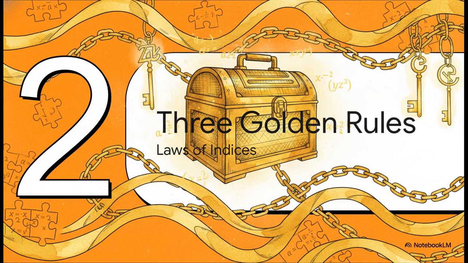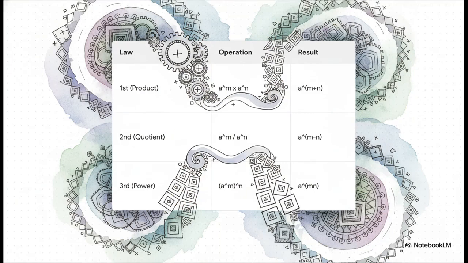Okay, moving right along to section 2, the 3 golden rules, or the laws of indices. If there's one thing you should know about math, it's that it absolutely loves patterns. And these laws are a perfect example. The first law, the product law, tells us that when you multiply 2 identical bases, you literally just add their powers. It's amazing. Multiplication downgrades into simple addition.